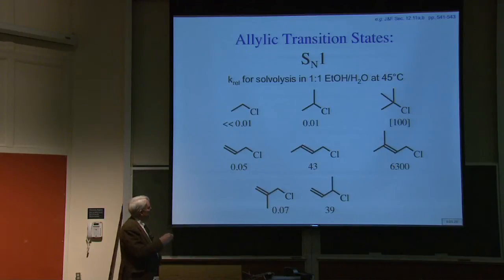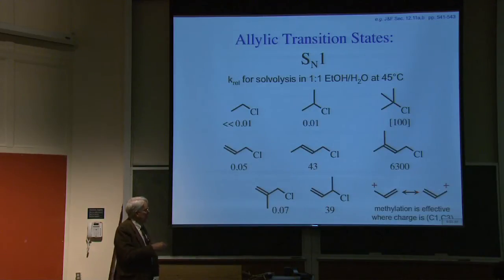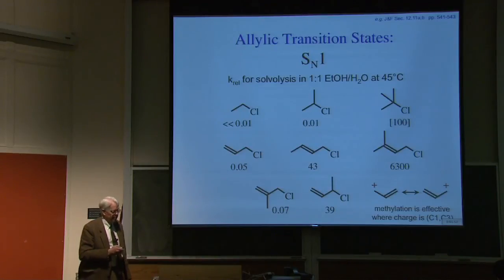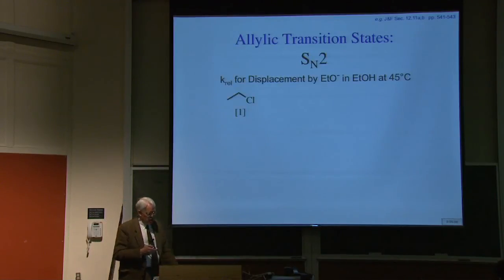So the methyl group has to be on one end or the other of the cation you're going to make when you lose the chloride, right? In order to get that acceleration. If you put it in the middle, it doesn't help. So again, we could look at where the charge is in the cation, and for the methyl to be effective in accelerating the SN1 reaction, it has to be where the charge is going to be. Okay? Now, how about SN2?